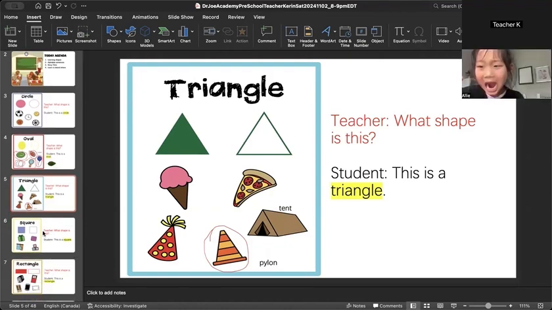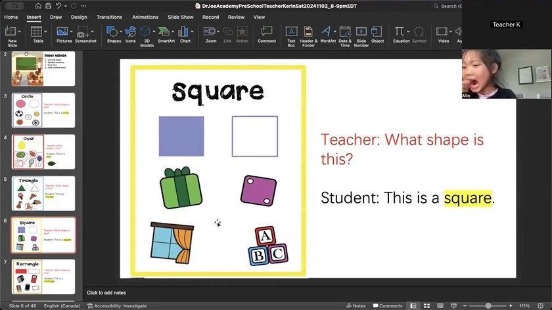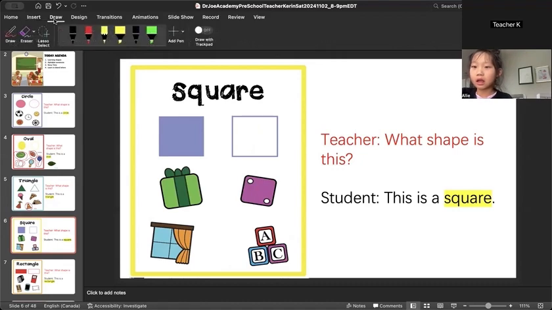All right, going on to the next one. Do you know what shape this is? A square. And what are the objects found under the square? A block.